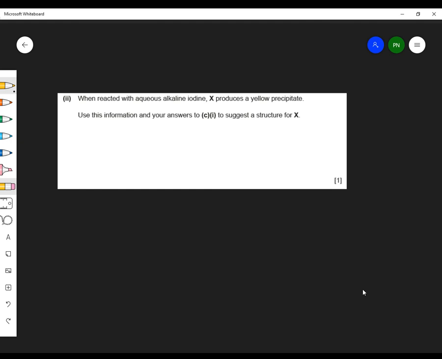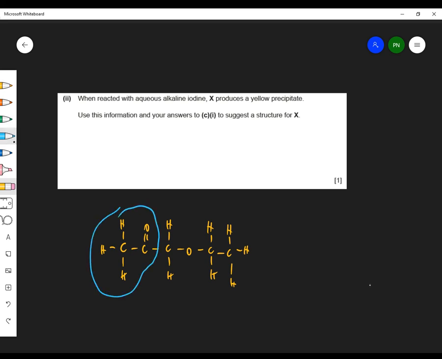Okay, this is a bit further information. When reacted with aqueous alkaline iodine, X produces yellow precipitate. That just means we have a CH3. And if you remember, we had that, and then we had CH2, and then we had that, and then CH2, and CH3. But I figured this out before, didn't I, using the NMR? But this tells us that there is this group in it. And this is the iodoform. This gives us a yellow precipitate. And this is obviously the iodoform test, isn't it? I hope that makes sense, but I kind of knew the answer because I worked it out beforehand.